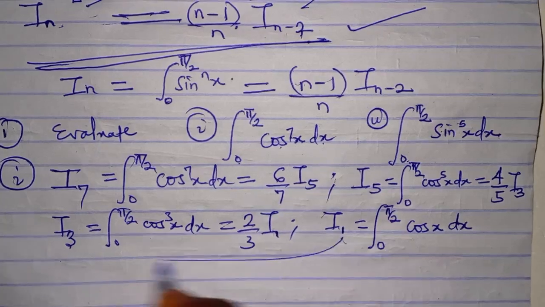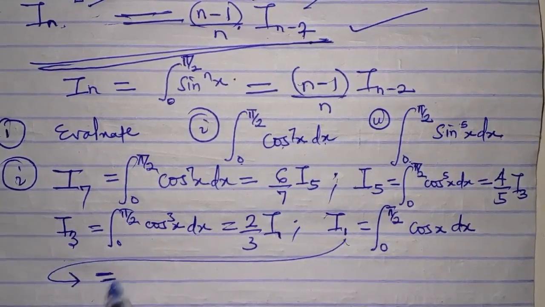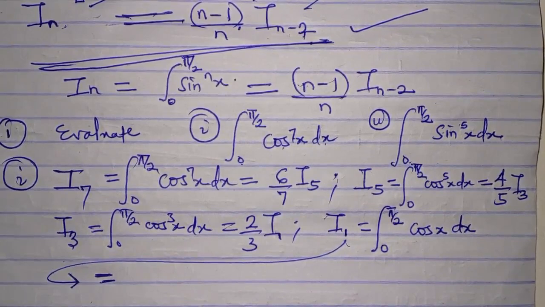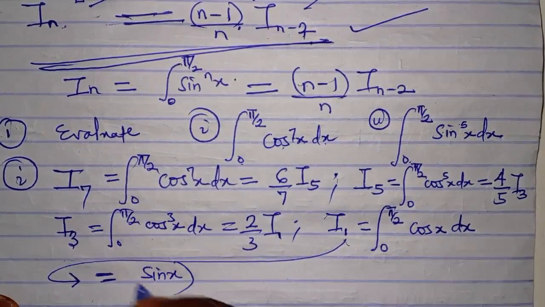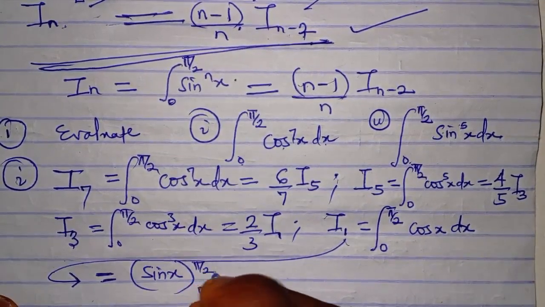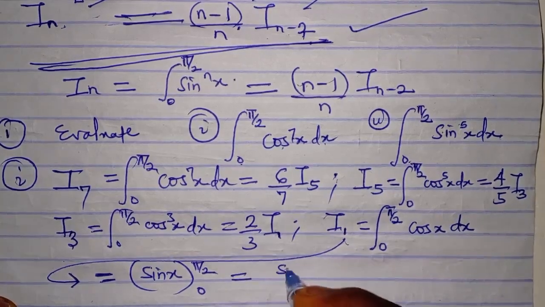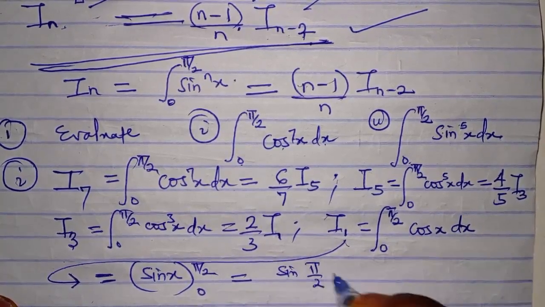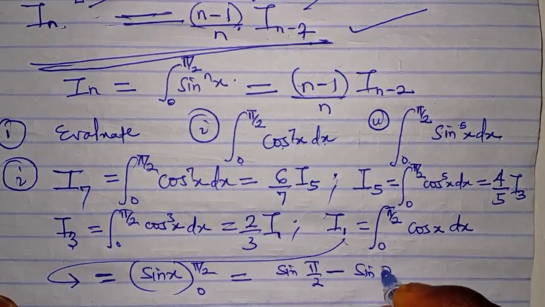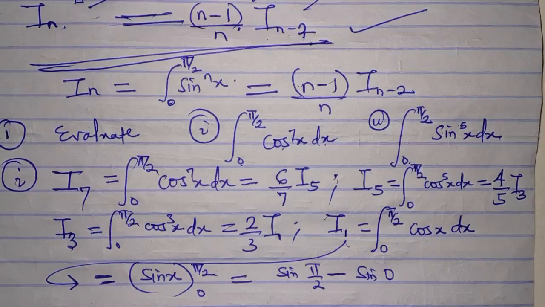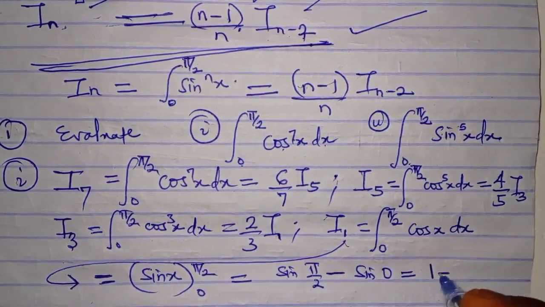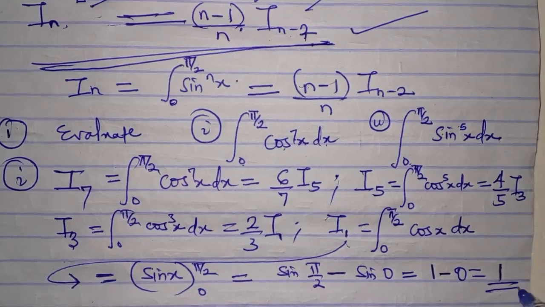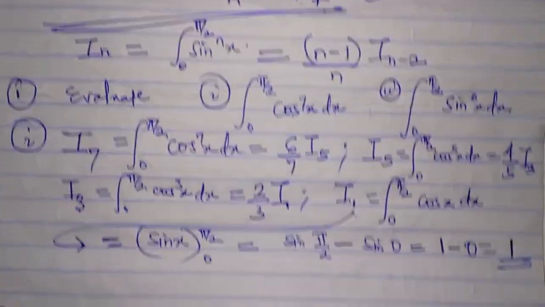If you integrate cos x, the integral of cos x is equal to sine x. Integrate the cosine function to get sine. So we have sine x from 0 to pi over 2. Plug in the upper limit: sine pi over 2, then minus, plug in the lower limit, sine 0. Sine 90 degrees is 1. Sine 0 is 0. So all we have is 1. So that's I1.